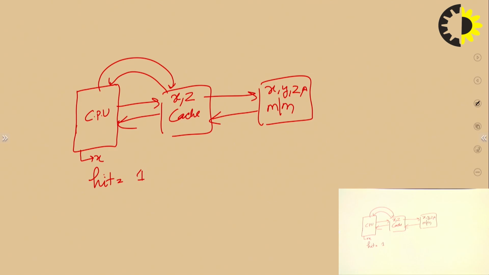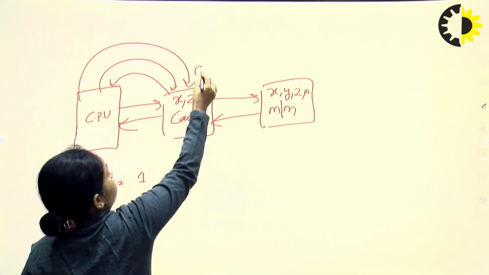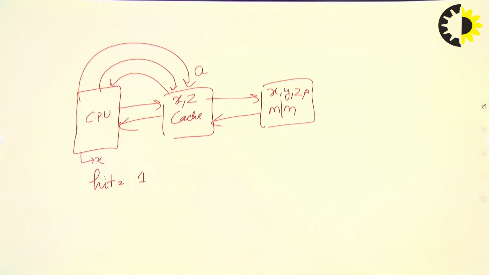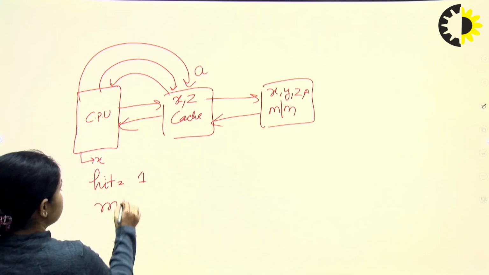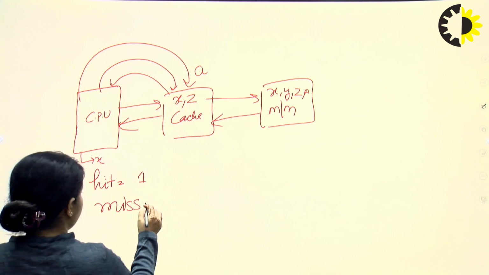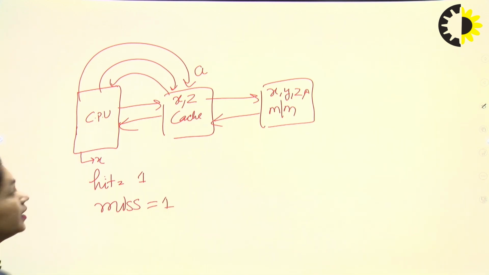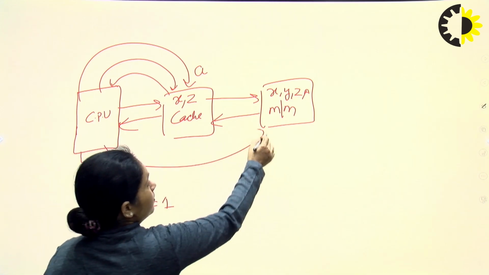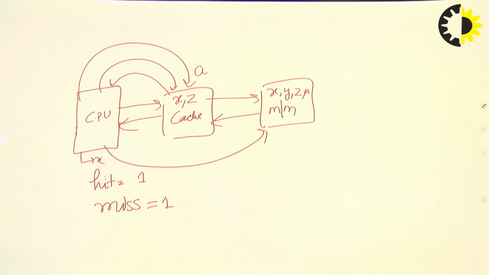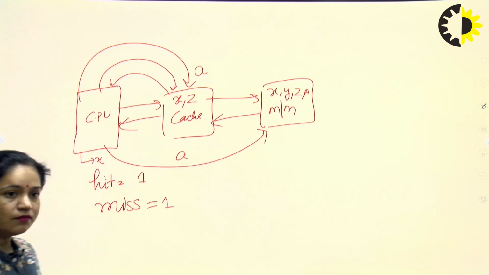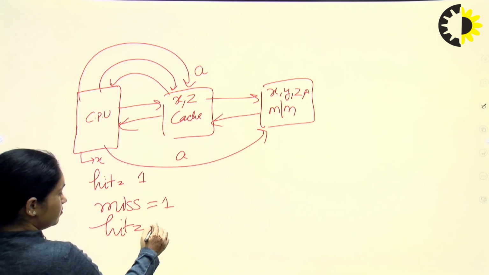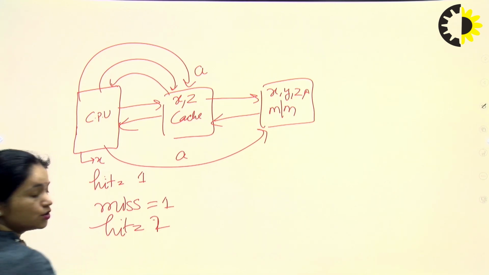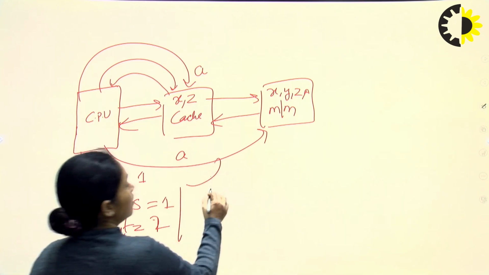So the X will be sent to the CPU. Now the CPU asks for A. Is it in the cache memory? No. So it will be a miss. It will be a miss, the first miss, and it will go to the main memory, and from there it will get A. Again it will ask for Z. Yes, it will be a hit. So total hits, how many are there? 2. Now we need to find out the hit ratio.